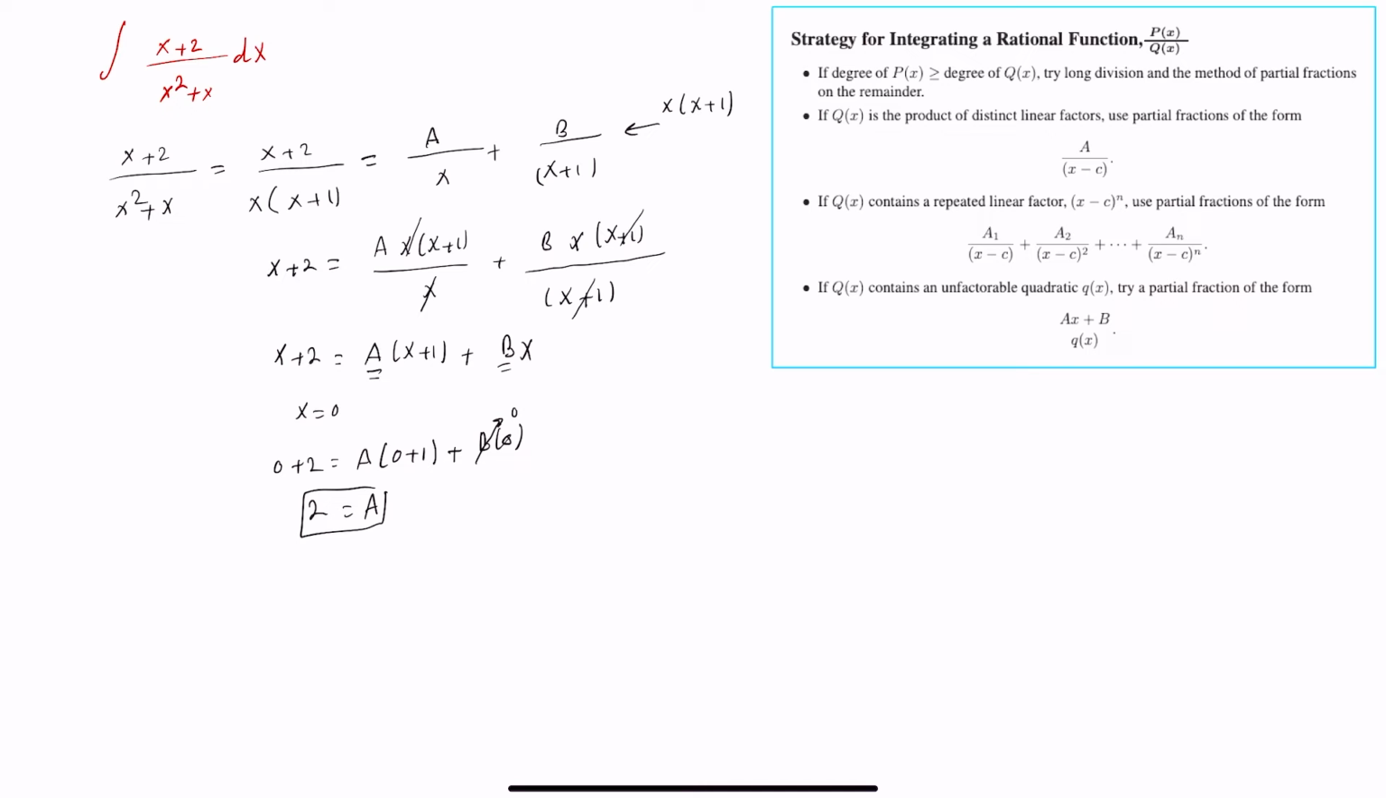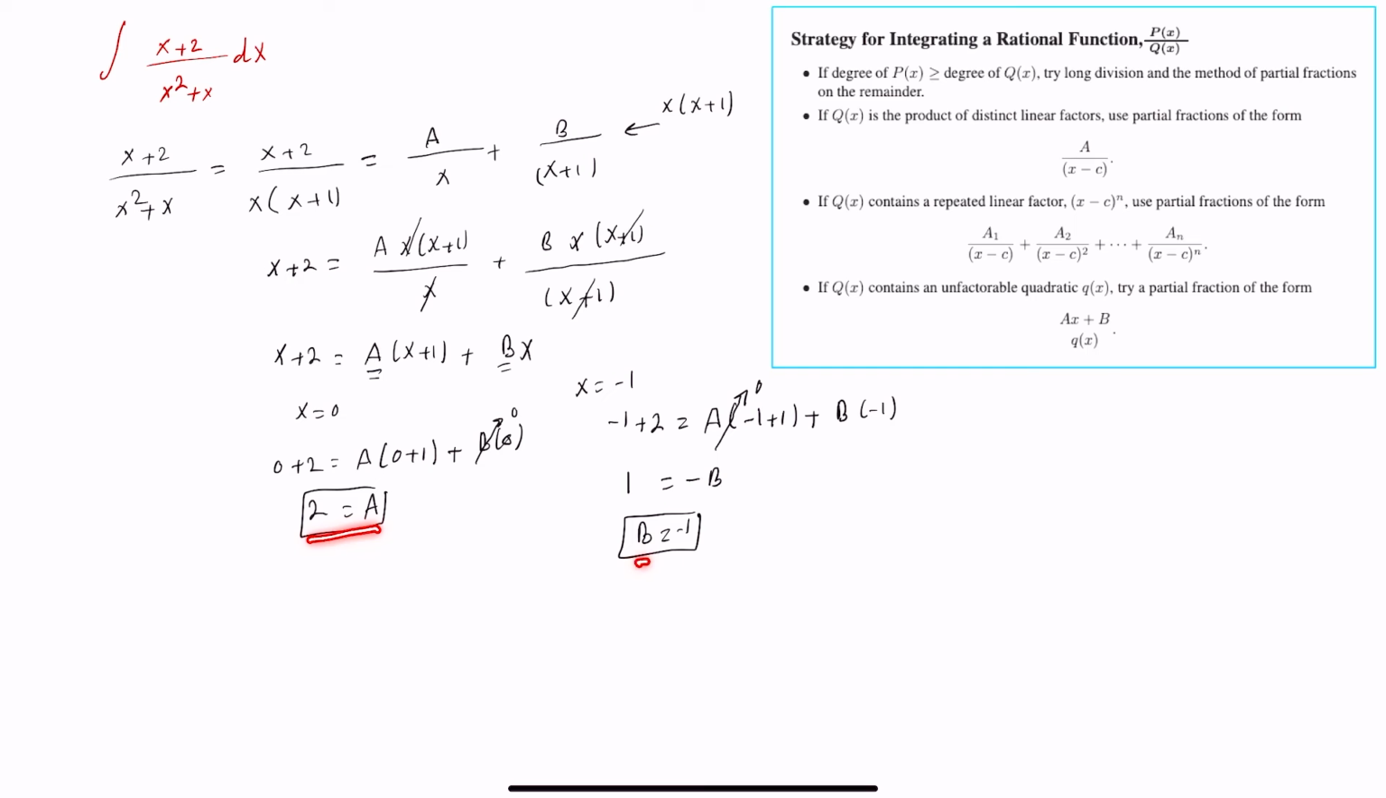Now, to find B, I'm going to set x equal to minus 1. So we're going to have minus 1 plus 2, and then equal to A multiplied by (minus 1 plus 1), and plus B multiplied by minus 1. This is going to be equal to 1, and that's going to be equal to minus 1 plus 1, which is 0, and we are left with minus B. Therefore, B is going to be equal to minus 1.